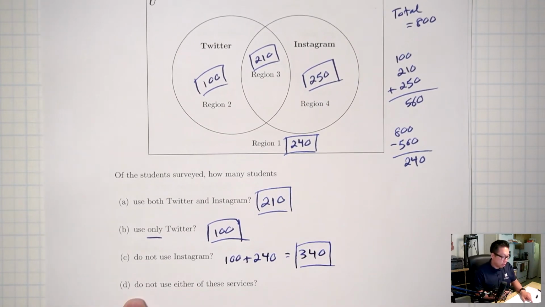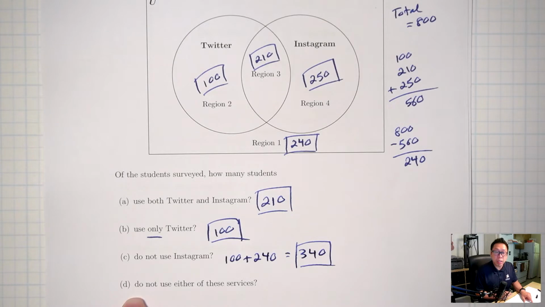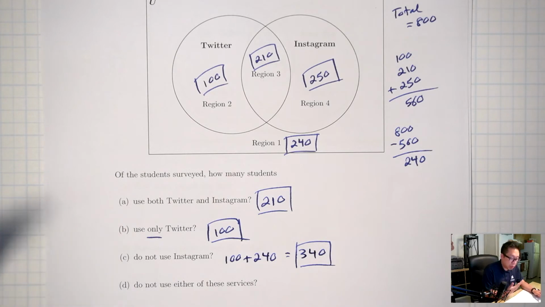And finally, how many students do not use either of these services? So do not use either of these would be outside of both circles. So what number is outside of both circles? The 240.